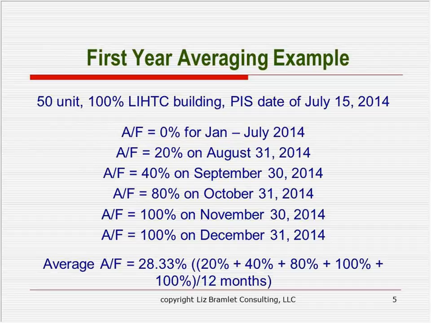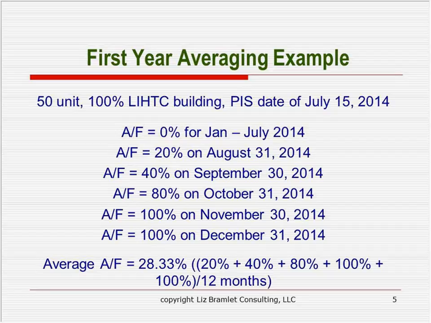So for example, here we have a 50-unit, 100% tax credit building. It was placed in service July 15, 2014. So you need to calculate the monthly applicable fraction for 2014. That applicable fraction is going to be 0% for the months January through July. And you might be asking yourself, why is the applicable fraction automatically 0% for July when we placed in service during July? We may get a bunch of leasing done by the end of July.